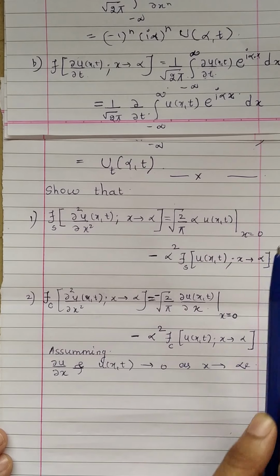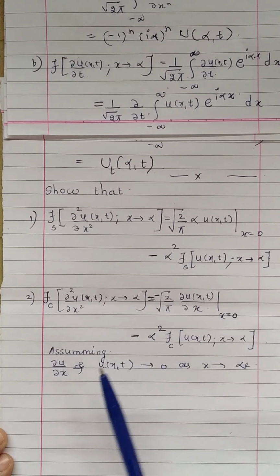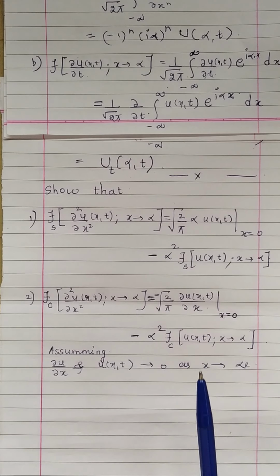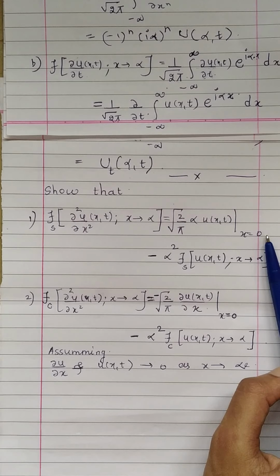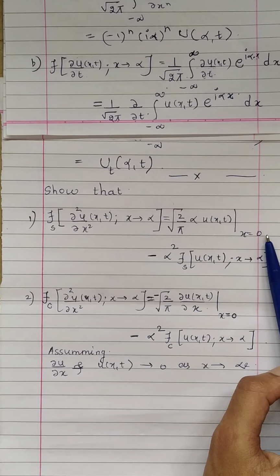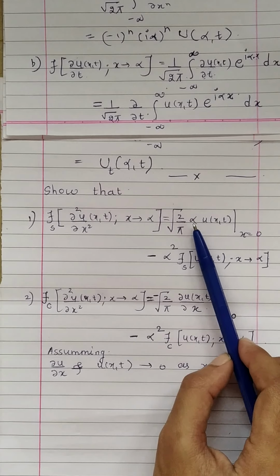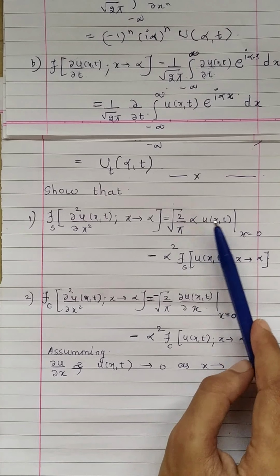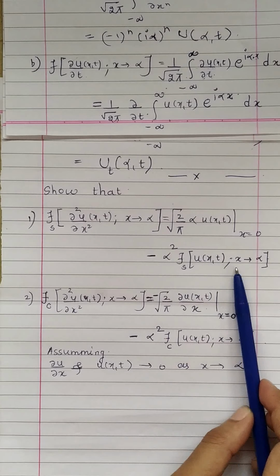At one of the limits, at infinity it will go to 0, but at the other limit, that is x equal to 0, it will be retained because there will be a cos term there and cos of 0 is 1. So one term will be retained, and this alpha comes because of the derivative, and then the next term is the Fourier sine transform of u(x, t).